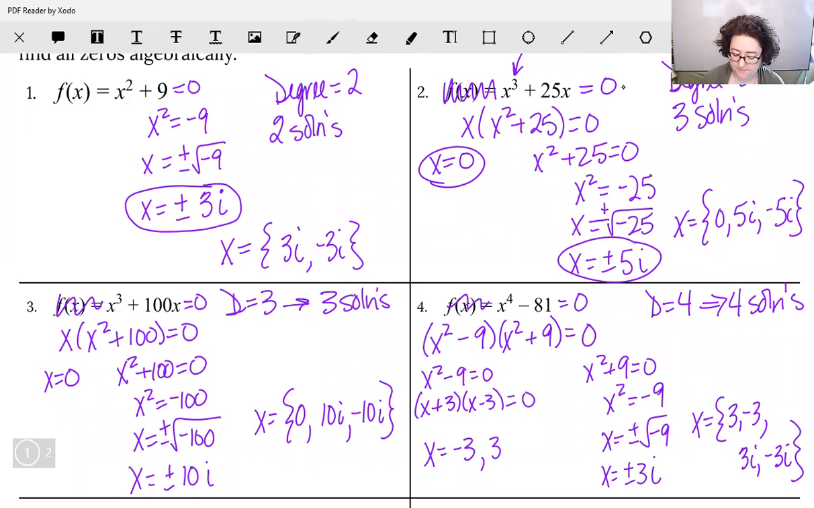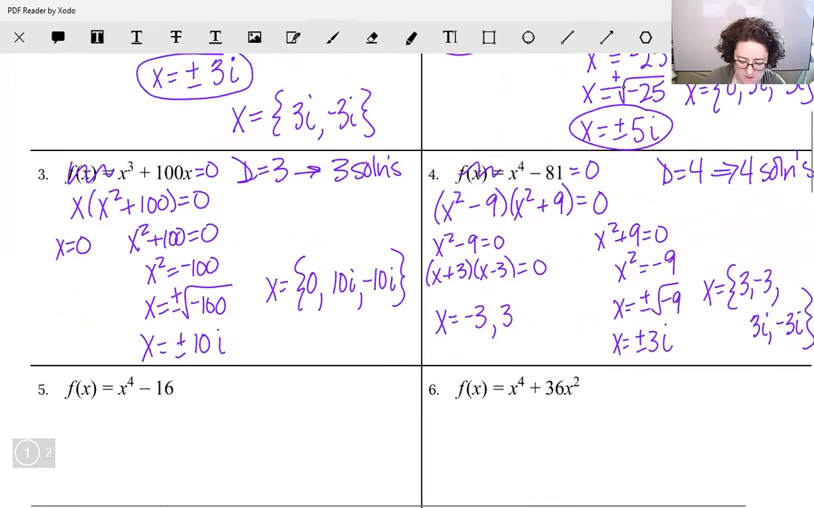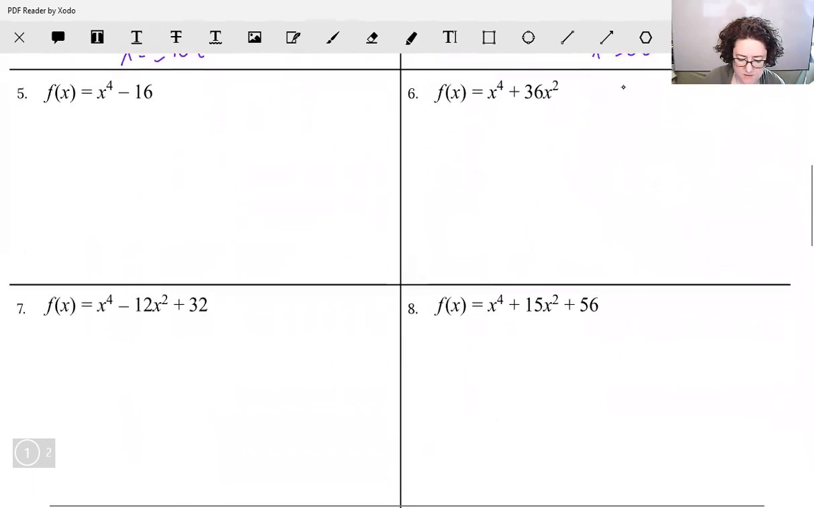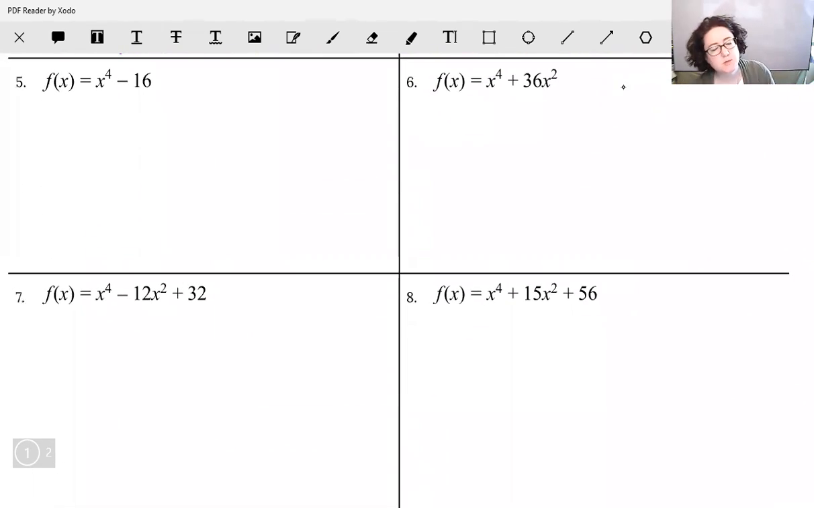Alrighty, next problem. And again, as always, if you need to pause the video to write things down, or you want to try the examples out on your own and then restart the video to check, never a bad idea. Okay, here we go. Example 5 looks very similar to example 4. 16 is a perfect square. I'm still expecting 4 solutions on this one.